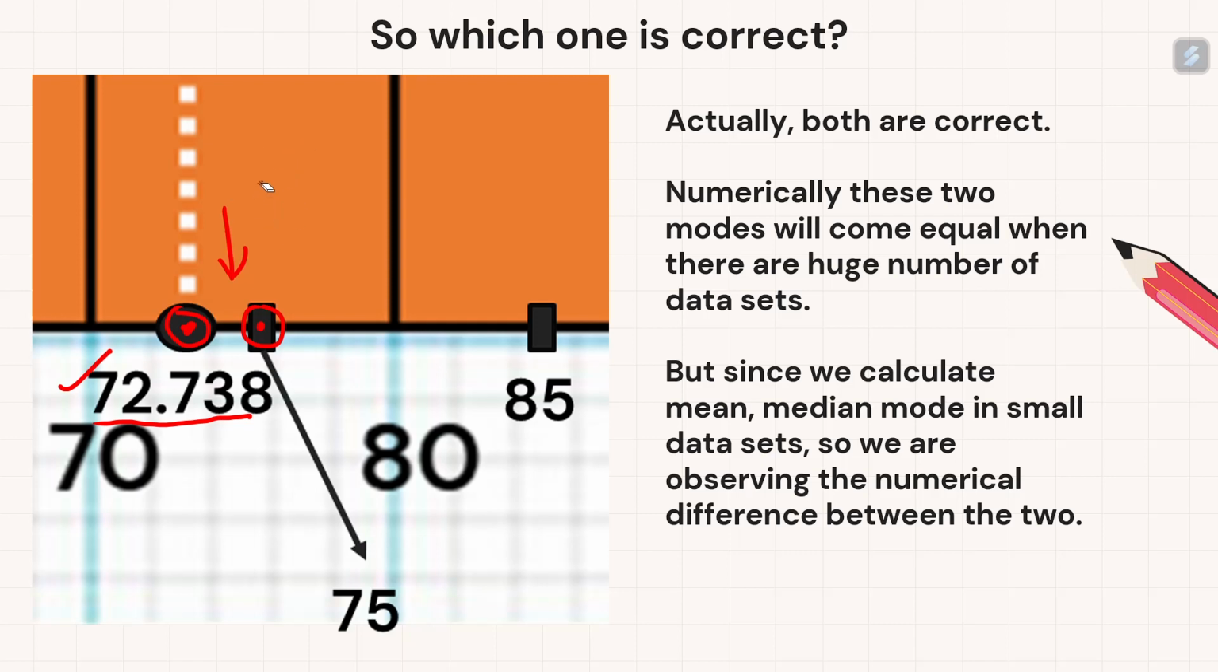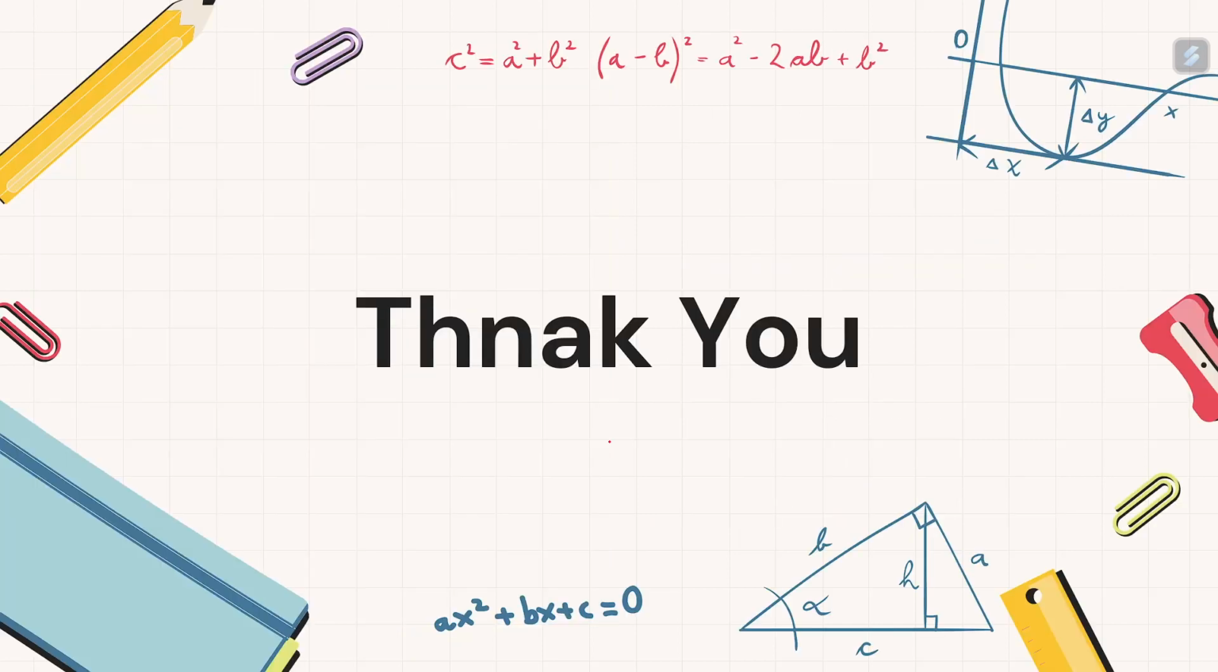But the actual mode is the empirical mode, graphically and empirically both, that is proved. 75 is nothing but the class midpoint, and when the number of data is huge, class midpoint and your empirical mode both will coincide and both will be the same, numerically the same point itself. I hope you understood this one. Thank you.